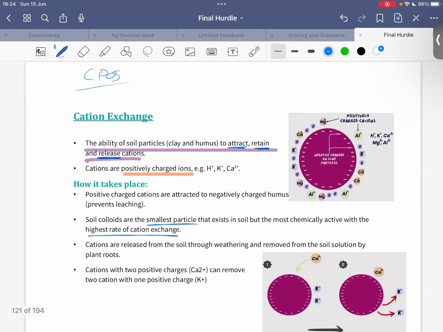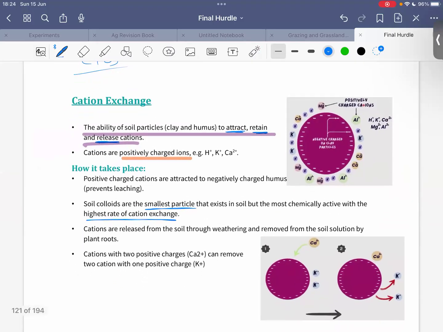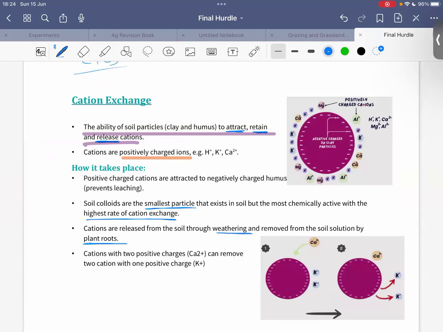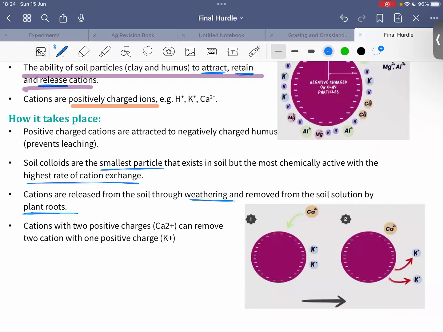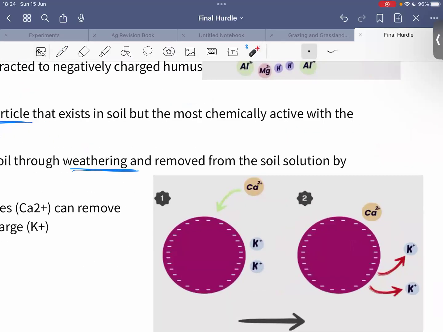How are cations released? They're released either through weathering or they're absorbed by our plant roots, okay? Cations with 2 positive charges, like our calcium, can remove 2 cations with a 1 positive charge. So what I'm going to show you here, zoom in on this picture, a calcium 2 plus comes in and it kicks out our potassium that is +1 and +1.